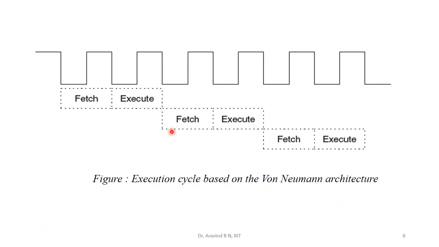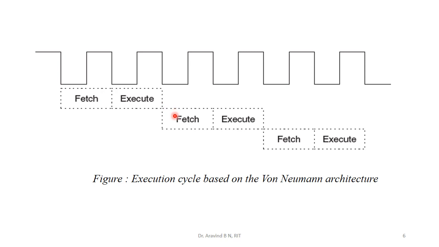Let us have a view of how the fetch and execution cycles will be present in von Neumann architecture. One fetch and execute cycle corresponds to one instruction. Here we can clearly understand that in the first cycle of the timeline, fetch has happened. In the second cycle, execution has happened. After the completion of the execution of the first instruction, fetching of the next instruction happens.